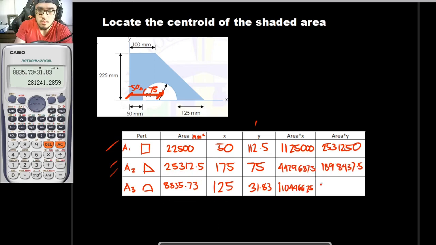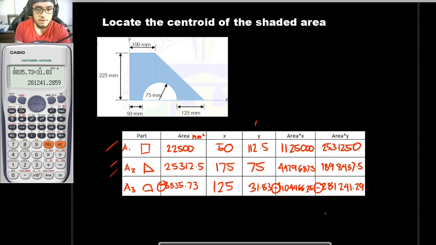281,241.29. But take note, guys, that for area 3, this should be negative. So ultimately, this one is also negative. Why is it negative? Because we would be removing this one right here, because we are solving just for the centroid of the shaded area right here. So the area of this semicircle should be negative.